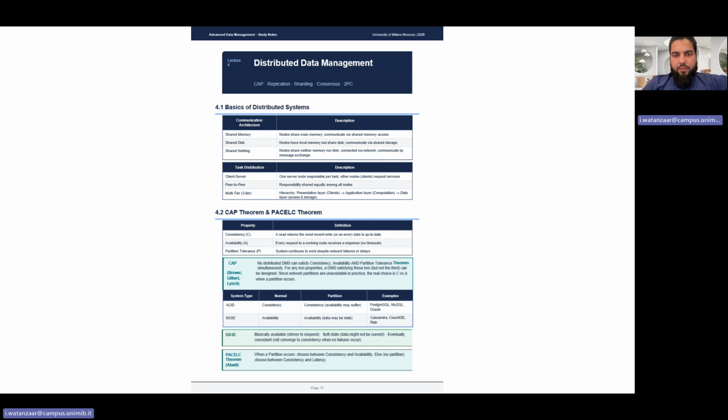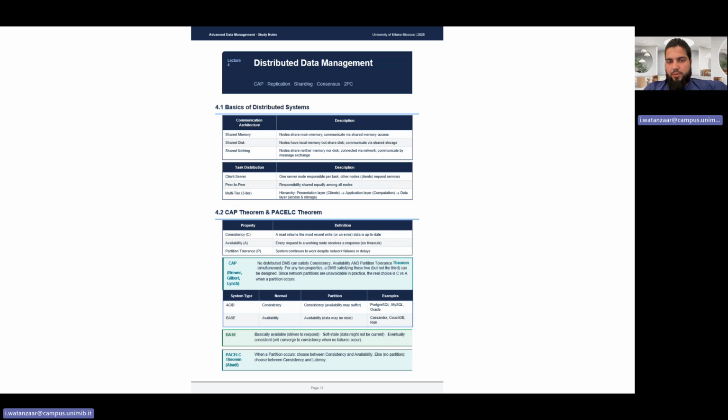Before going to the CAP theorem, it is important to understand three different concepts: consistency, availability, and partition tolerance. Let's cover it here, and then we will start the CAP theorem directly. It's important to understand the concepts.